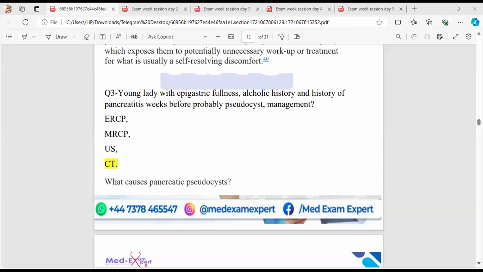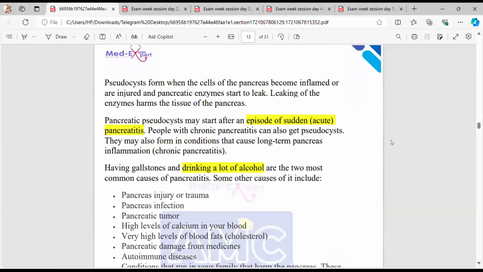So now let's read. Pancreatitis forms when the cells of the pancreas become inflamed or injured and pancreatic enzymes start to leak. Leaking of the enzymes harms the tissue of the pancreas.